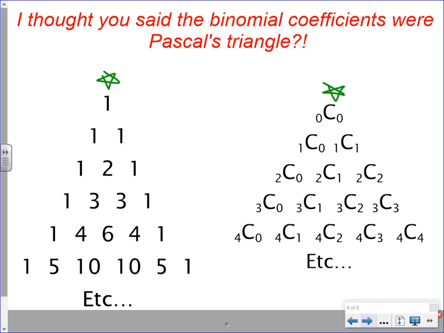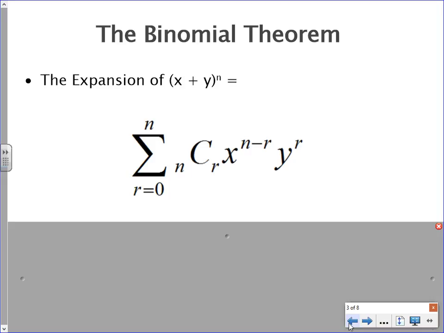Okay? So when we get back from lunch, we are going to talk about how to apply this formula to expand a binomial raised to the power so that we actually don't have to do any quote-unquote foiling.